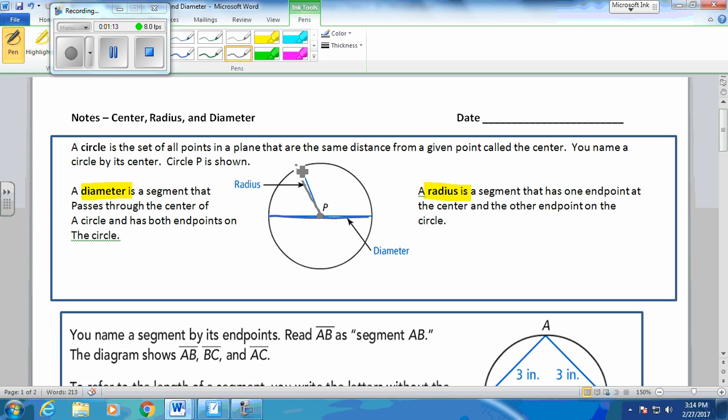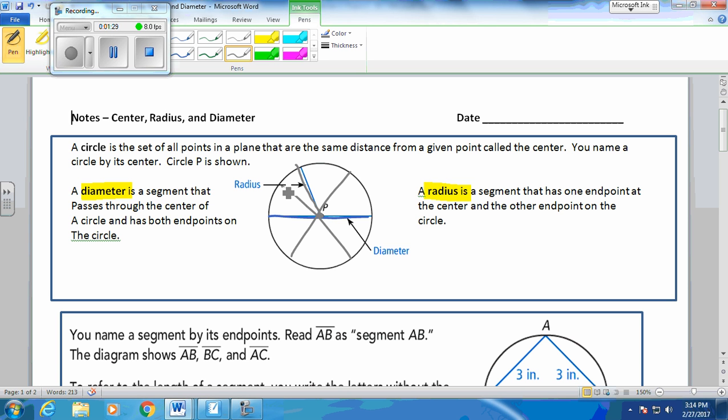So here, if I start at the center and move to one endpoint on the circle, that is a radius. Now there are really unlimited radii in a circle and unlimited diameters. We're used to seeing the diameter going straight across like this one is, but this could also be a diameter, and this could also be a diameter. And your radii could be all over.